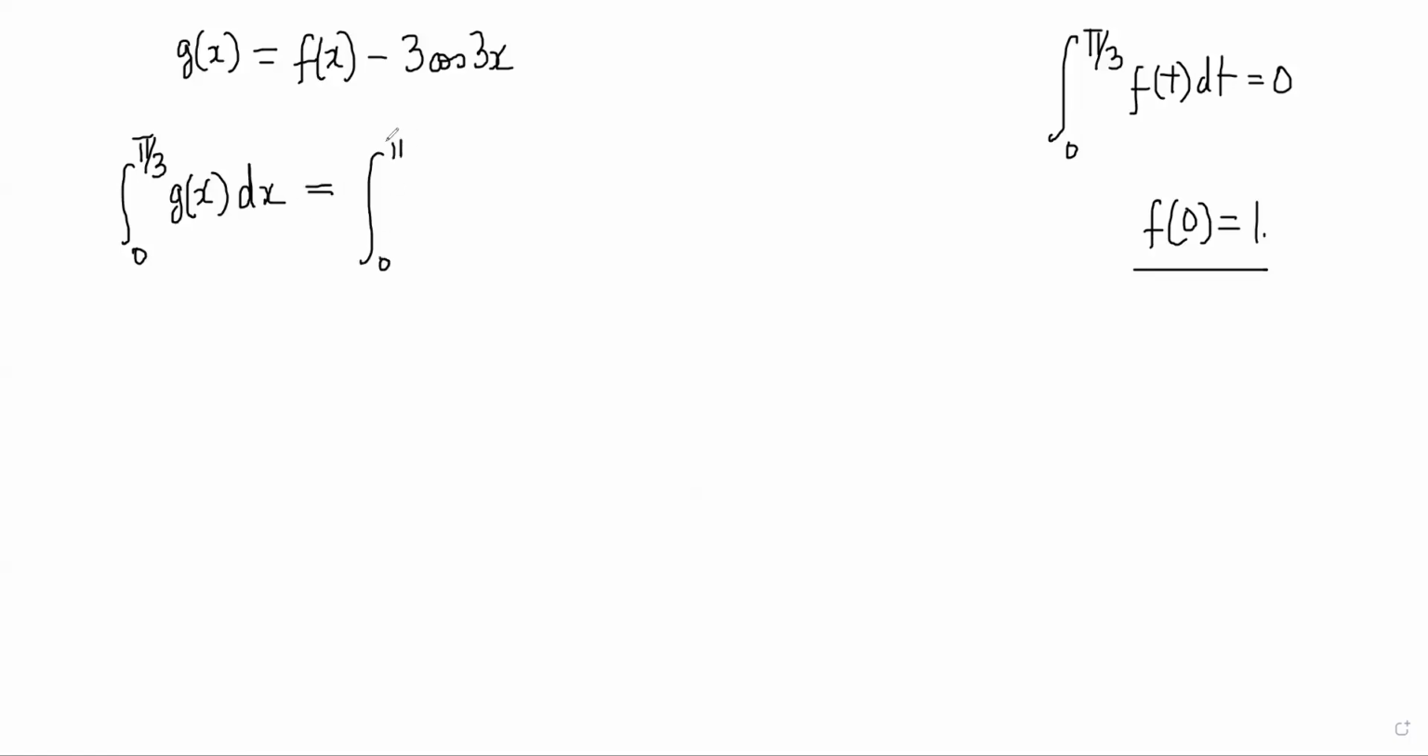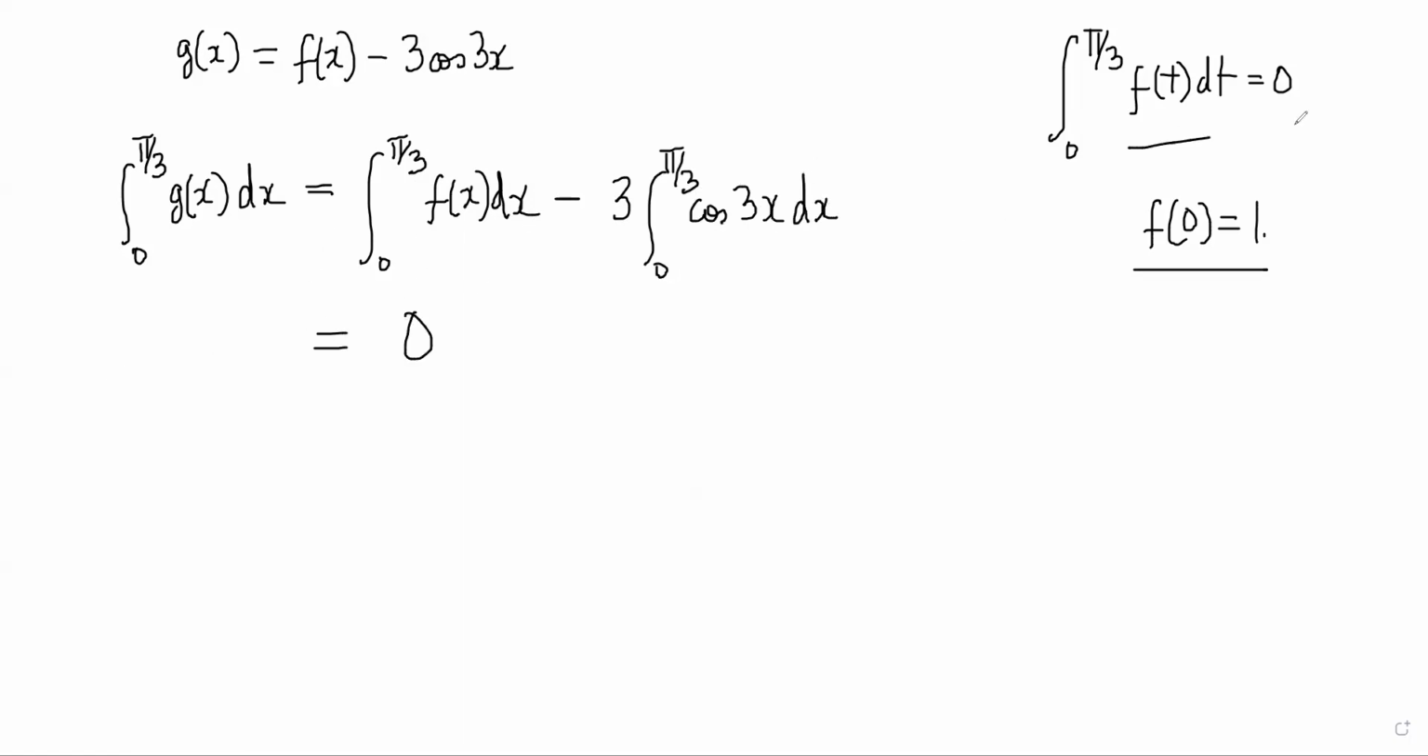So it is the integral from 0 to pi by 3 of f of x dx minus 3 times the integral from 0 to pi by 3 of cos 3x dx. Now it is clear that the first integral is 0 by the given data, and the second integral is also 0, because it will become sine 3x by 3, and sine 3x vanishes at pi by 3 and 0. So this is 0 minus 0. So we have the integral from 0 to pi by 3 of g of x dx is equal to 0.